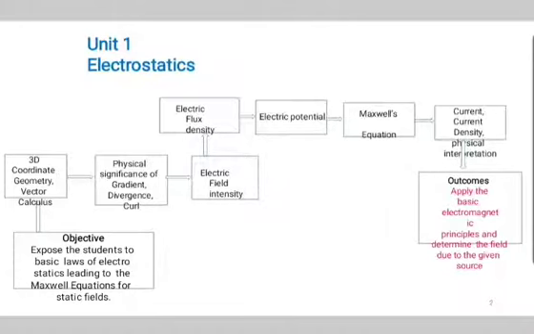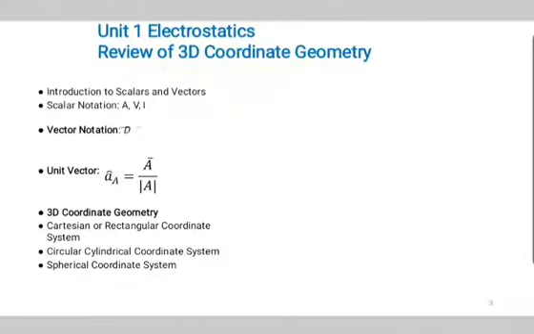So here a diagram is given which shows the objective: to expose the students to the basic laws of electrostatics leading to Maxwell's equations for static fields, then 3D coordinate geometry, vector calculus, physical significance of gradient, divergence, curl, then electric field intensity. So these are the points related to this first unit: electric flux density, potential, Maxwell's equations, current density, physical interpretation. The outcome is that they apply the basic electromagnetic principles and determine the field due to the given source.